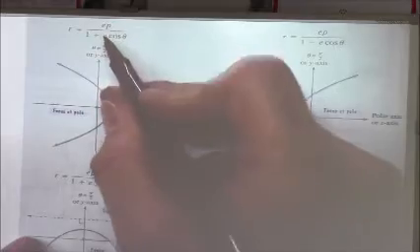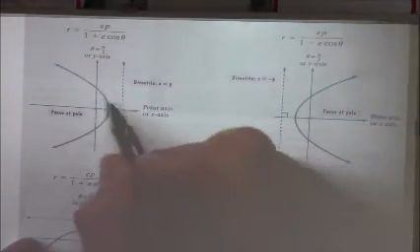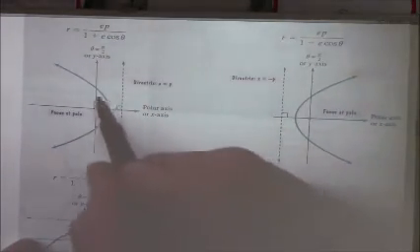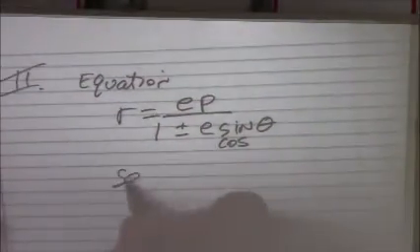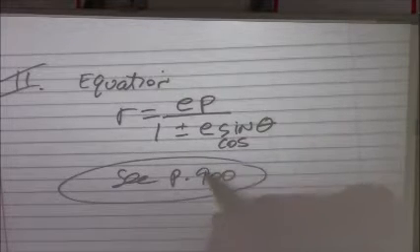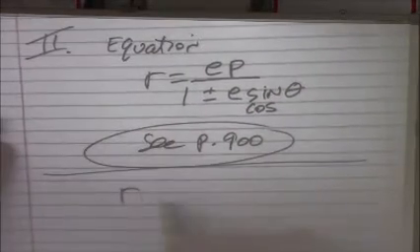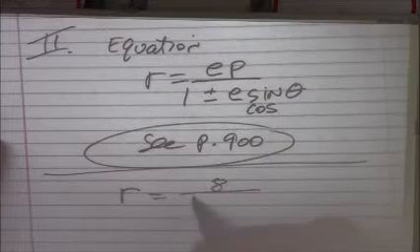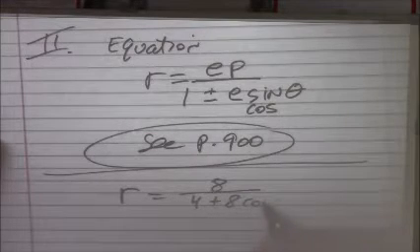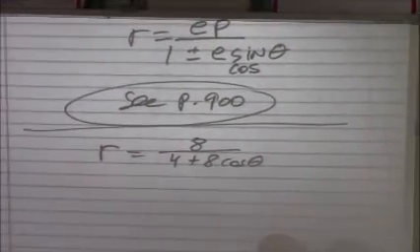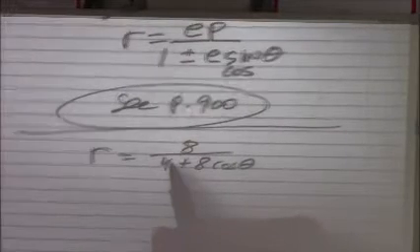The amount of E will help us to determine which one it is. So first I'll say a reminder: see page 900. It's a nice round number for them to put that on. Okay. But one of the other things to notice is that you have to have a 1 here. So let's take one of the equations and let's determine what it is. R equals 8 over 4 plus 8 cosine theta. Okay. Problem we have right now is that that's not a 1.